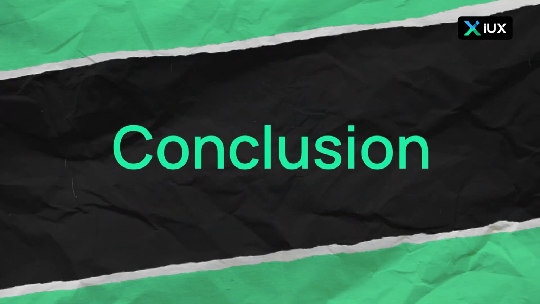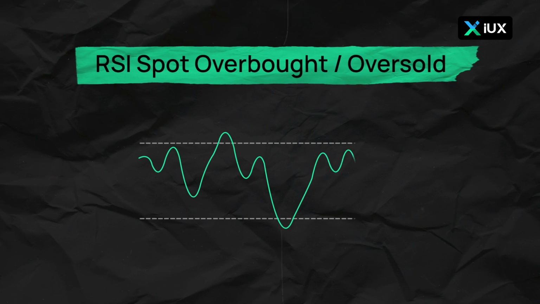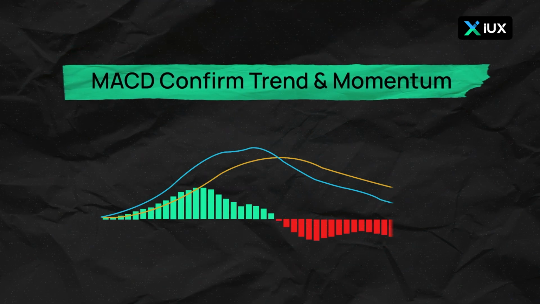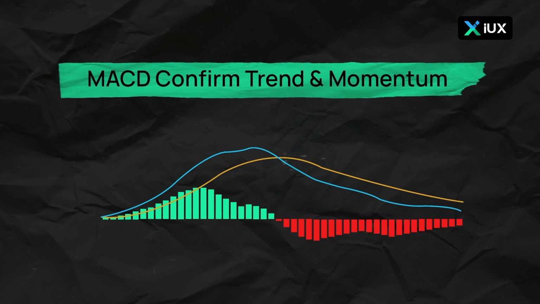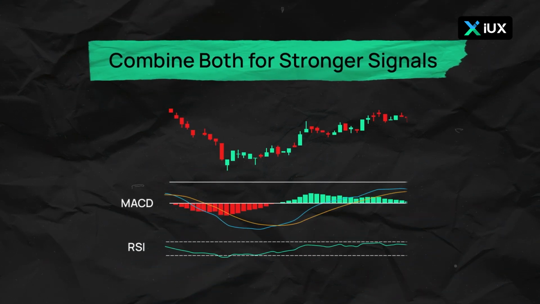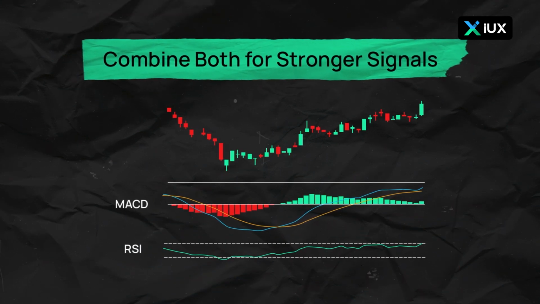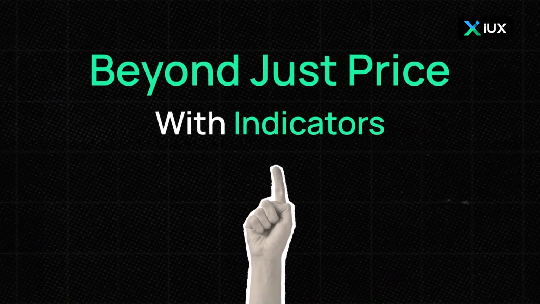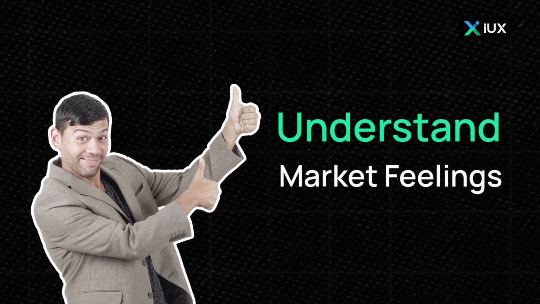Conclusion. To wrap it up, use RSI to spot when the market may be overbought or oversold. Use MACD to confirm trend direction and momentum. And most importantly, combine both tools for stronger, more reliable signals. These indicators help you move beyond just watching price. They help you understand what the market is really feeling.